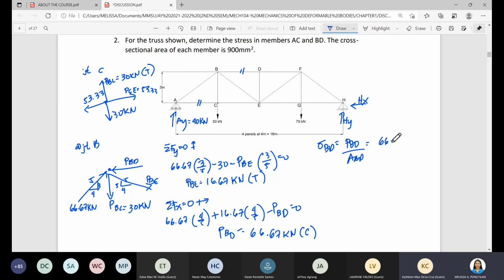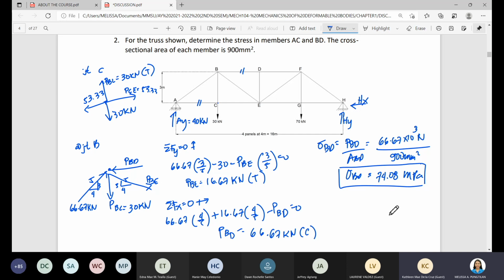We have 66.67 times 10 raised to 3 Newton all over 900 square millimeter. So 66.67. So meron tayong 74.08 megapascal. So that is the stress for member BD.